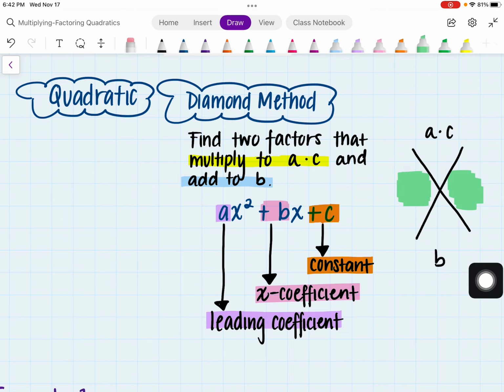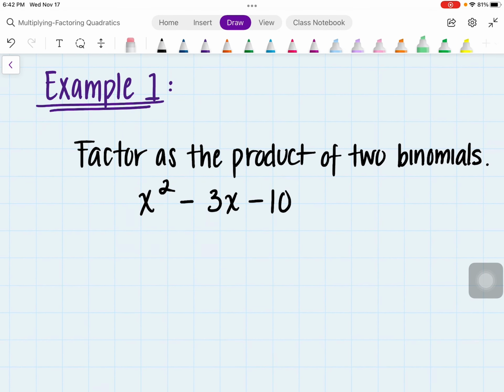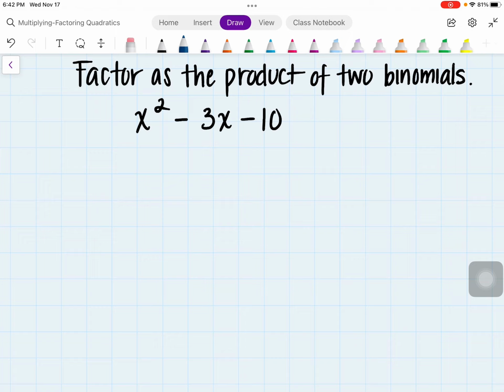So let's go ahead and get started here with example 1. Example 1 says factor as a product of two binomials. We are going to be factoring this quadratic expression as a product of two binomials. So our first step will be identifying or labeling our a, b, and c values.